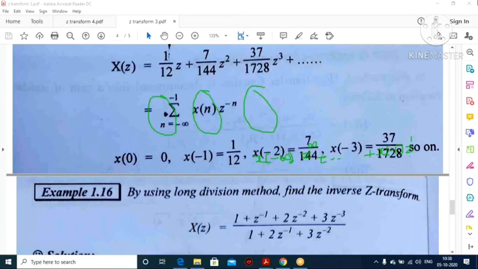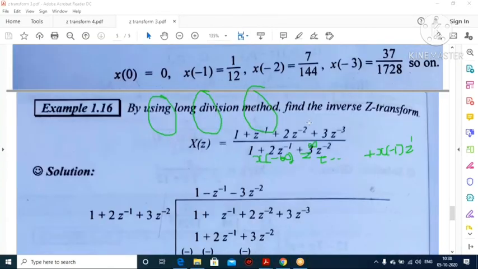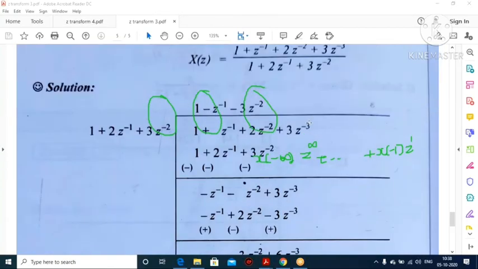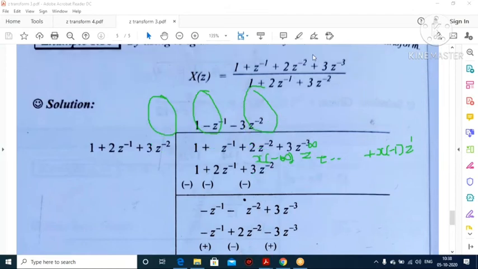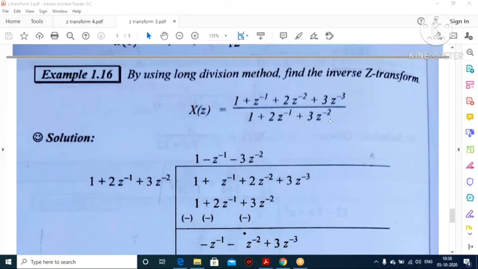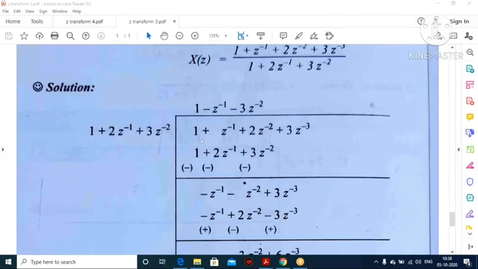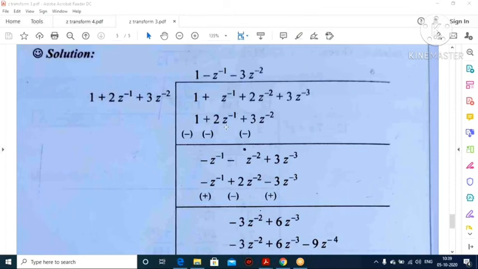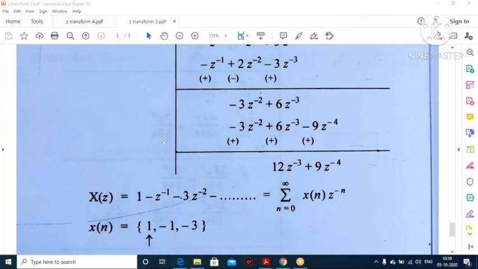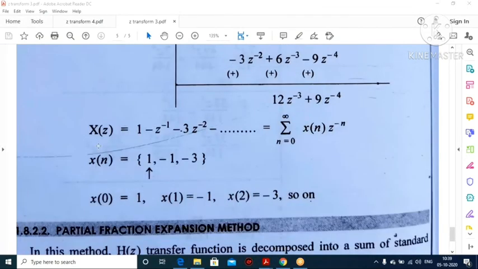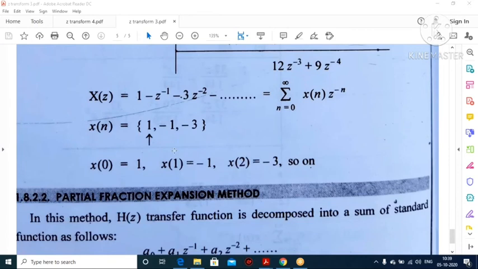So this is also by using the long division method. Take it as a homework problem. X of z equal to 1 plus z inverse plus 2 z power minus 2 plus 3 z power minus 3 by 1 plus 2 z inverse plus 3 z power minus 2, right? So the numerator term is kept as it is and the denominator term will be taken as the dividend part. As usual, doing this, finally you can get this negative power. So negative power means causal, so you put the arrowhead. Finally you have to write down the x of n sequence also, right?